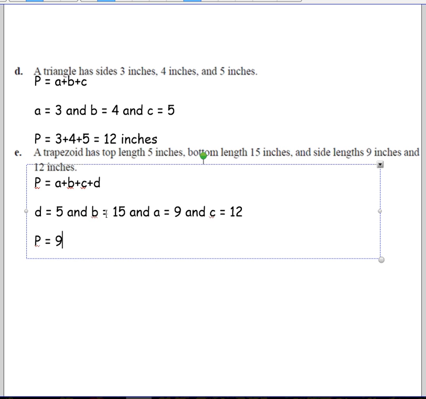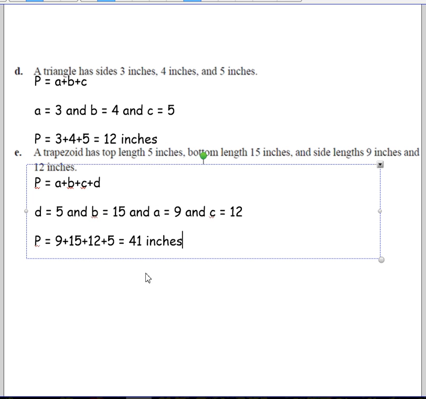Here we have 9 for A plus 15 for B plus 12 for C plus 5 for D. Okay. And so when we add all of these together, when I add them in my head, I like to do 9 plus 15 would be 24, and then 12 plus 5 would be 17. So I'm adding 24 plus 17 together, and that gives me 41. 41 inches.